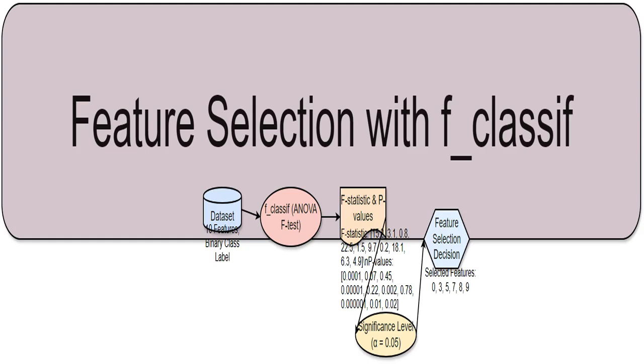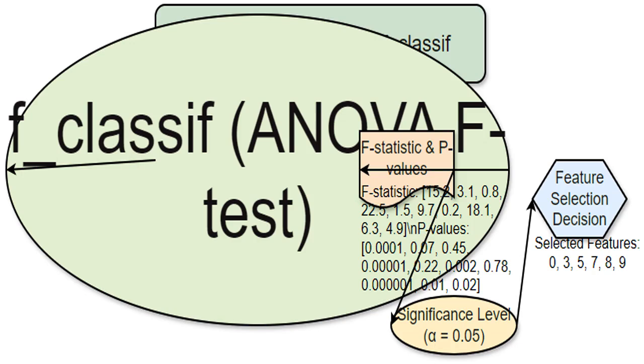My dataset is organized around 10 different characteristics, or features, and each data point has one of two possible labels, which helps categorize each data point into one of two categories. I am using a statistical method called ANOVA F-test, analysis of variance, implemented in the Sklearn library as f_classif. It helps me see which features have the strongest statistical relationship to the class label.